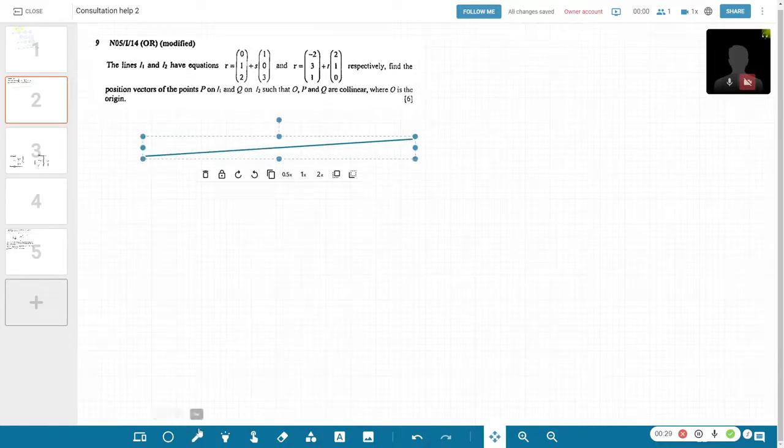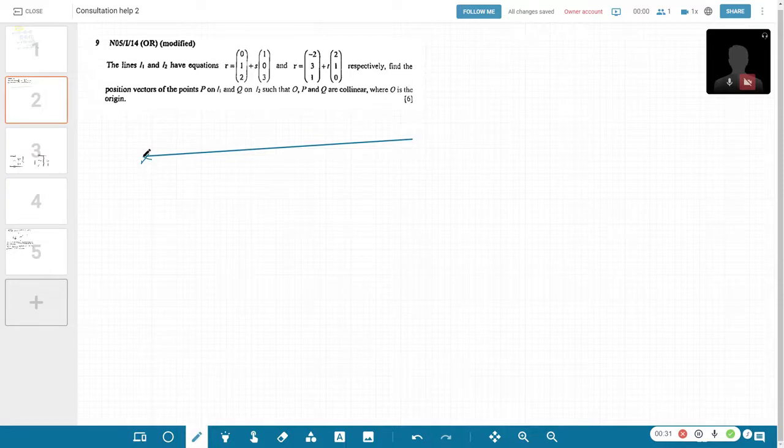So now you have something like this, this is point O. You need to find this P, let's say, and this is Q. So we can say that OP equals K times OQ. We can let OP equal K times OQ. It doesn't matter, it can be OQ equals K times OP. It doesn't really matter.